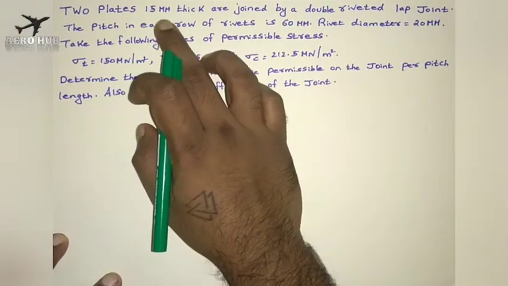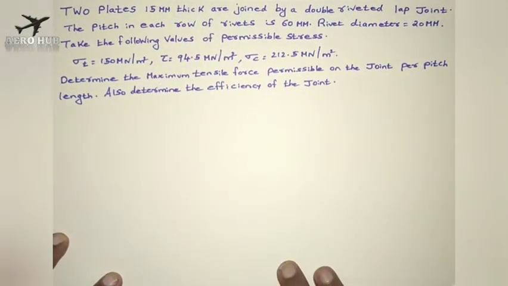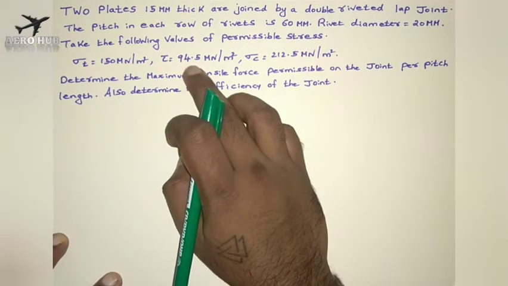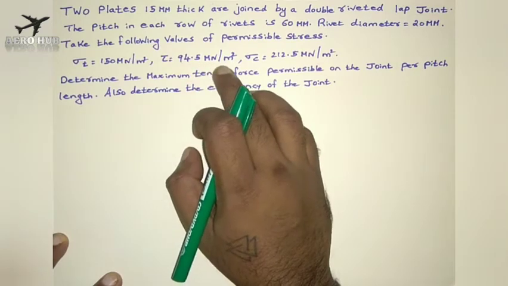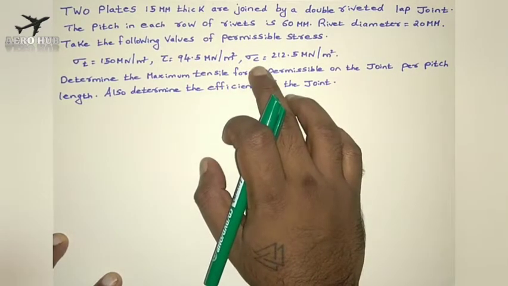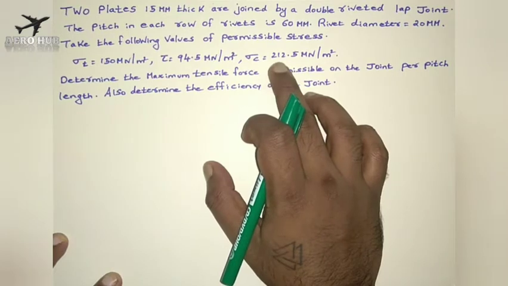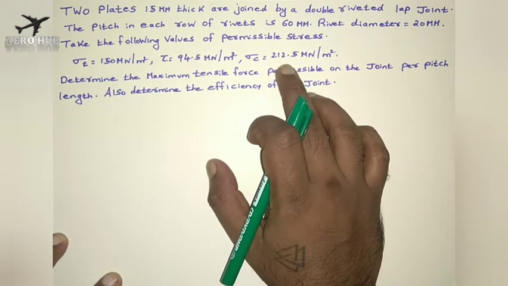Two plates of 15 mm thickness are joined by a double riveted lap joint. The pitch in each row of rivets is 60 mm. The rivet diameter is 20 mm. Take the values of permissible stress: sigma T, the safe tensile stress of the plate, is 150 meganewton per meter square. Shear stress tau is 94.5 meganewton per meter square, and the crushing or bearing stress is 212.5 meganewton per meter square.